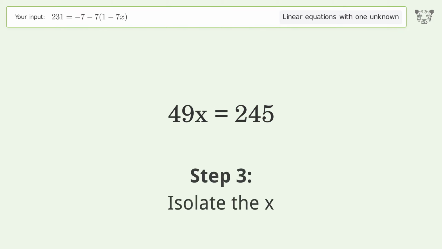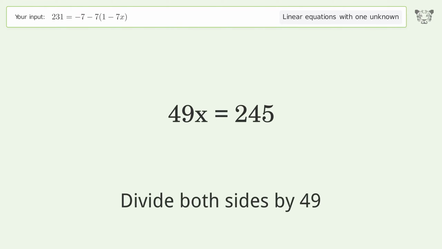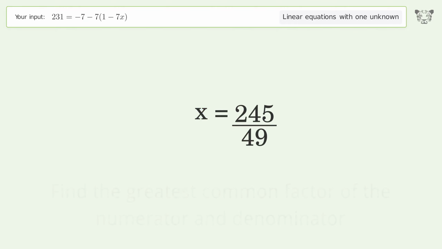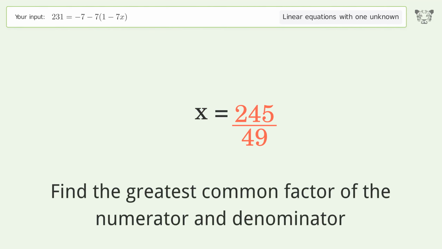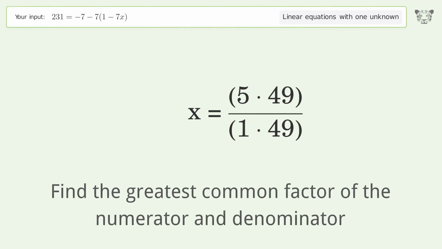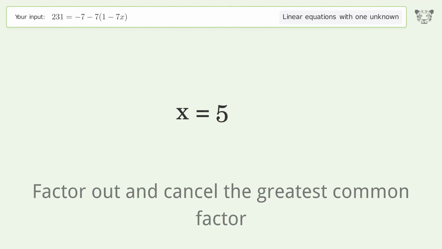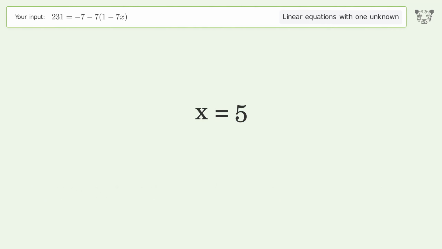Isolate the x. Divide both sides by 49. Simplify the fraction. Find the greatest common factor of the numerator and denominator. Factor out and cancel the greatest common factor. And so the final result is x equals 5.